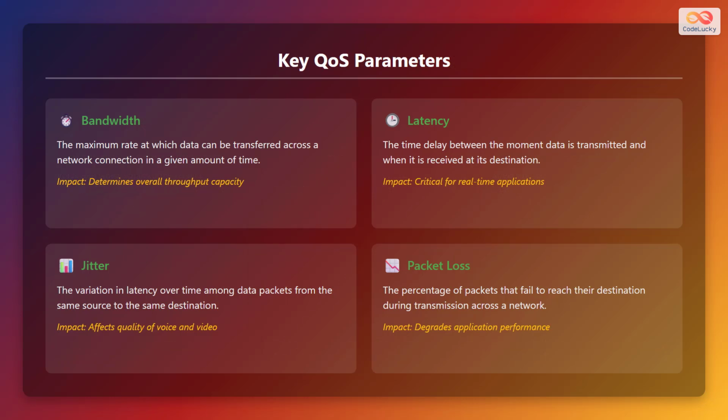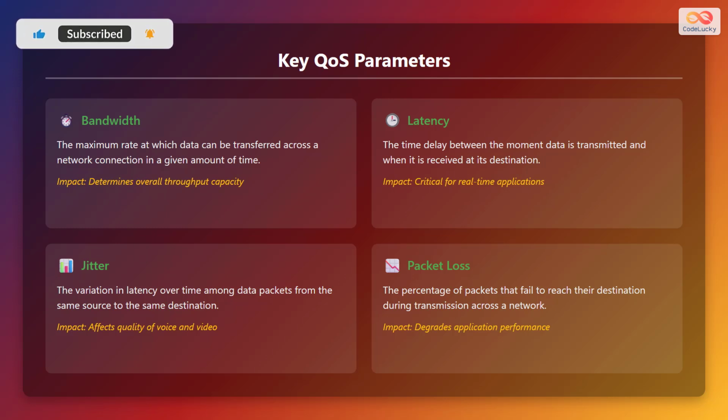Key quality of service parameters need to be monitored and managed. The first parameter is bandwidth. Bandwidth is the maximum rate at which data can be transferred across a network connection in a given amount of time. Bandwidth determines the overall throughput capacity.